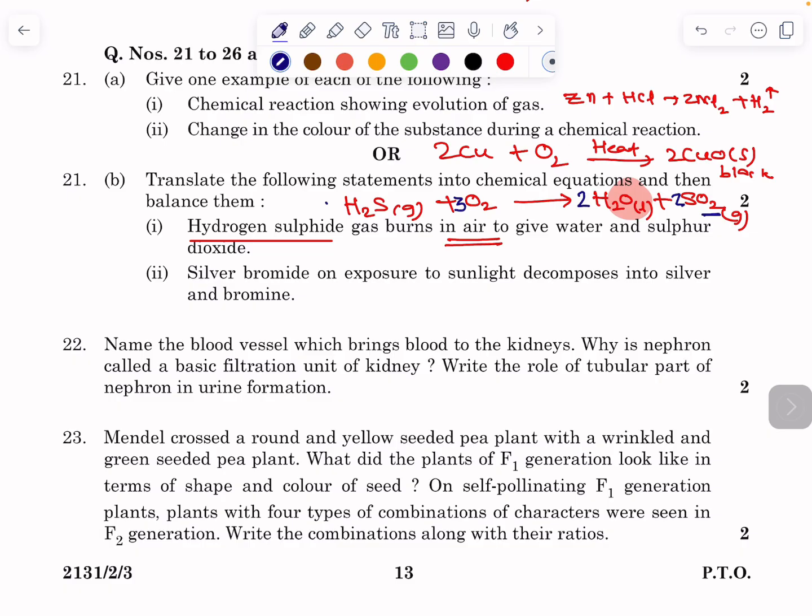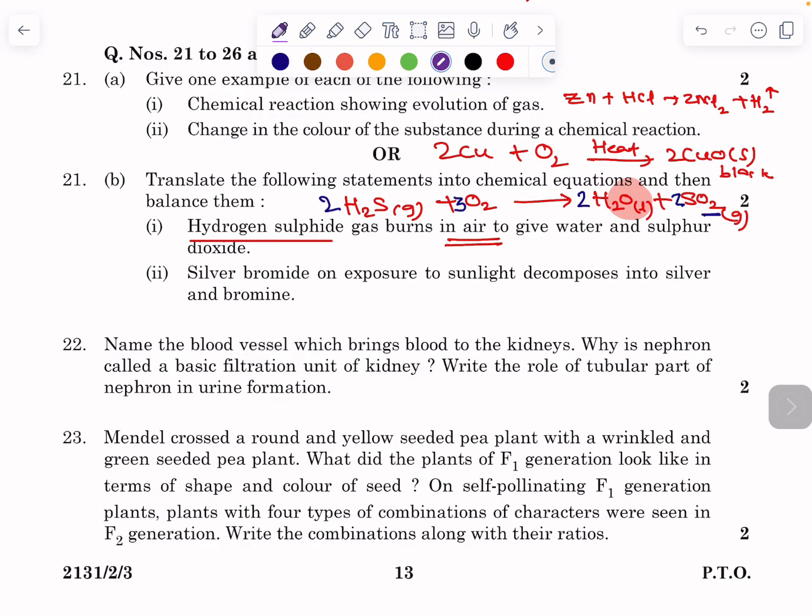Now oxygen number becomes 6, and here we have 4 hydrogens on the product side, but here we have 2 hydrogens. To make the hydrogens equal, you put 2 here: 2H2S plus 3O2 gives 2SO2 plus 2H2O. This is the right answer.